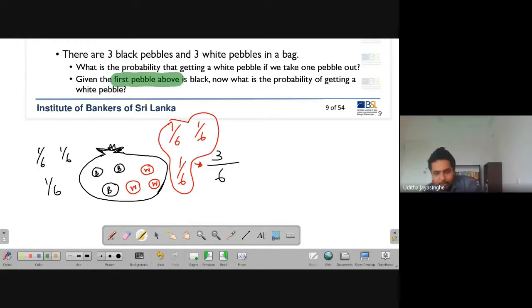Great. Now, how do you argue in an instance like this? Simple. You take 1 out. How many pebbles are there now? 5. Now, what is the probability of getting a white pebble? White pebbles are intact. They're not being taken out. So, there are 3 white pebbles. Simple as that. I think a lot of you are getting there.